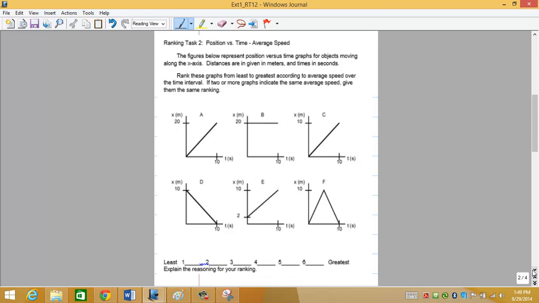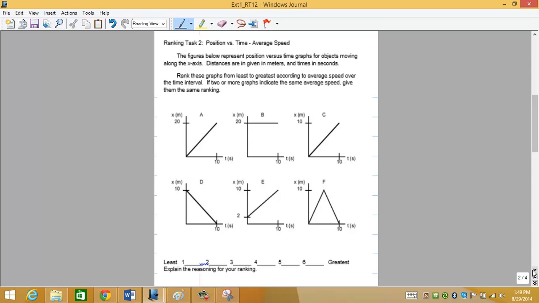Let's move on to ranking task number 2. Ranking task number 2, they want now average speed. Same graphs, now they want average speed. Average speed is distance divided by time. So you have to watch that out very carefully.